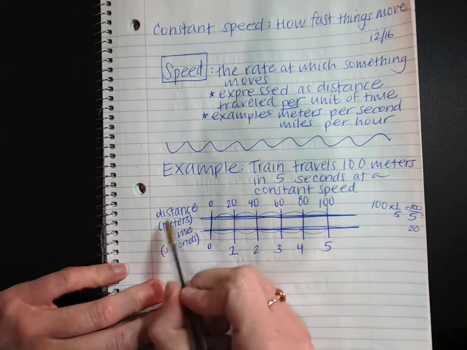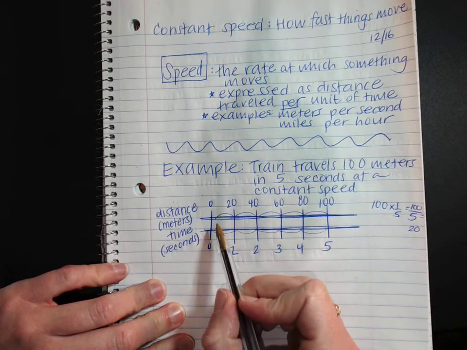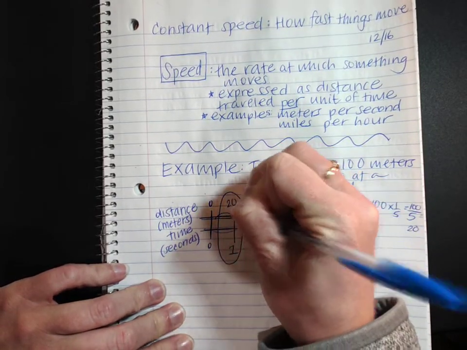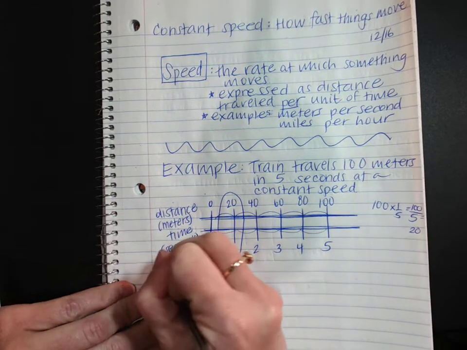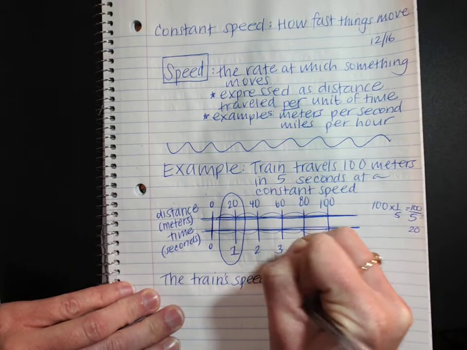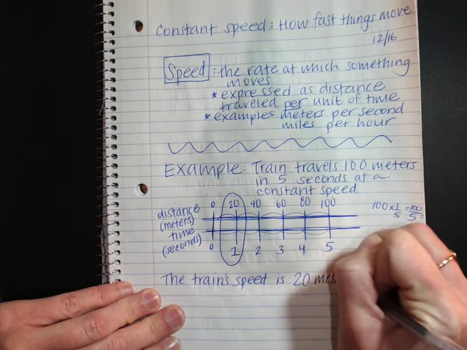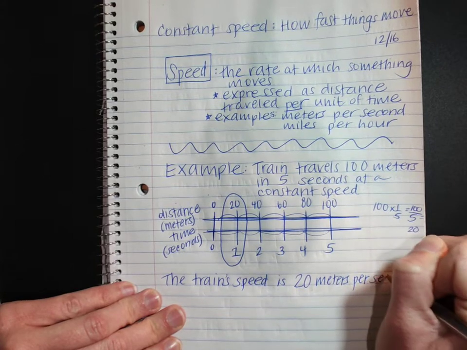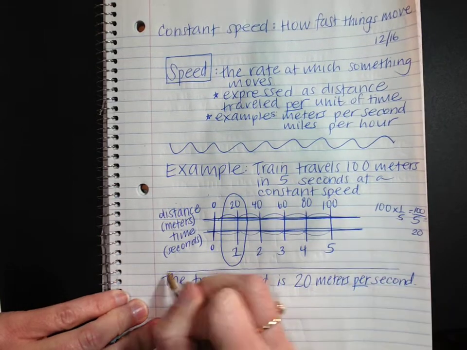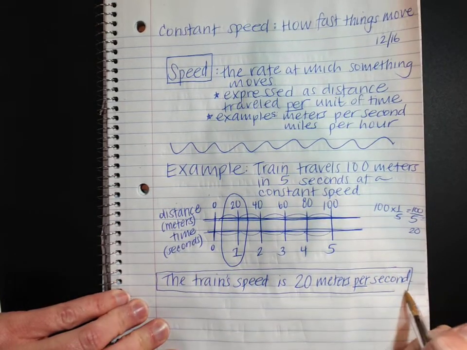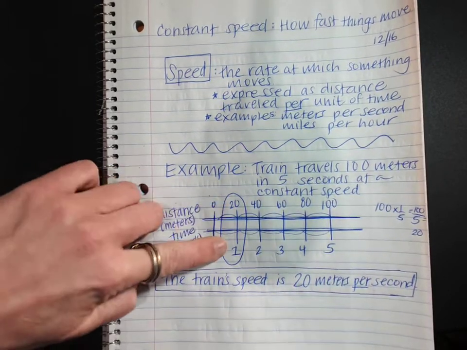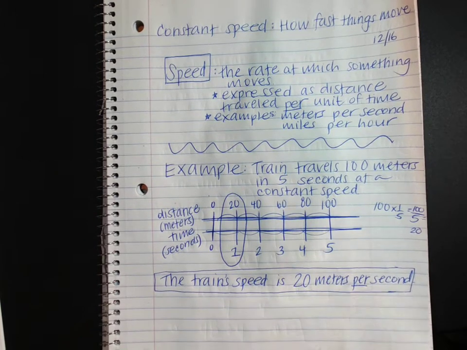Remember, speed is distance per time. So I want to know how far this train travels in 1 second. The train travels, or the train's speed, let's say, 20 meters per second. You don't need to write 1 second because per means 1. I'll give this a little square just to make it stand out. The train speed is 20 meters per second. So that's 20 meters per 1 second. You don't need to write the 1 down here because per just means each. It means 1.